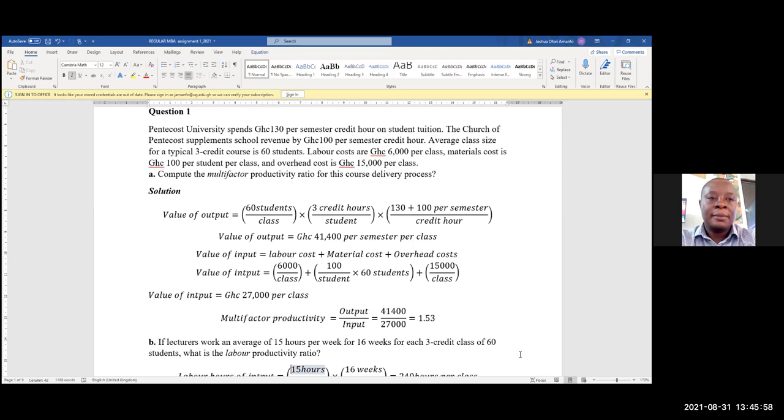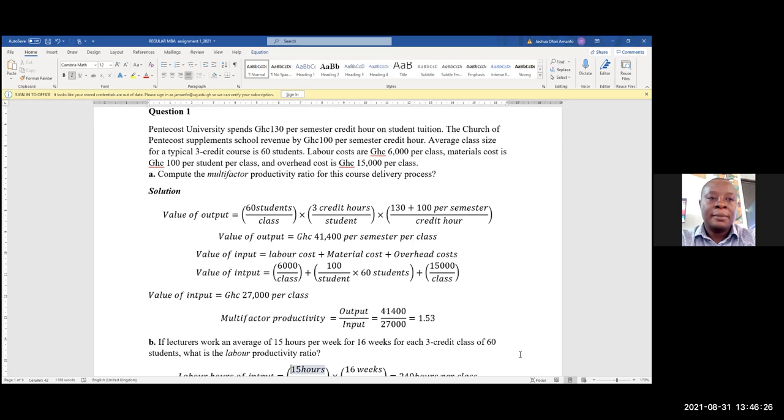Is that okay? And we have 60 students in a class. So you multiply the 100 for material cost by 60 so that you can get the material cost for the class. Added to your 6,000 and 15,000, that should give you 27,000 CDs per class.